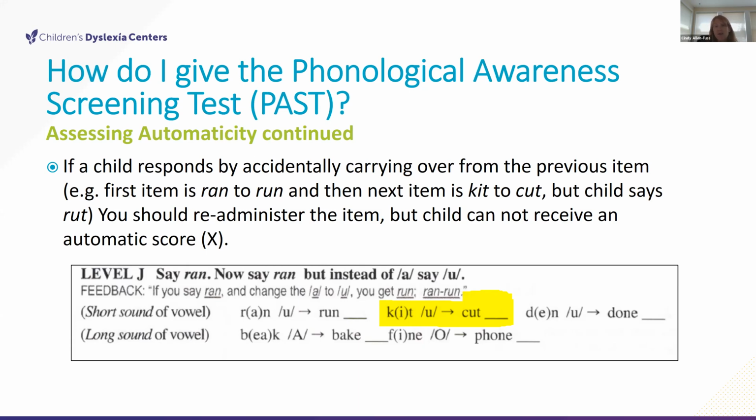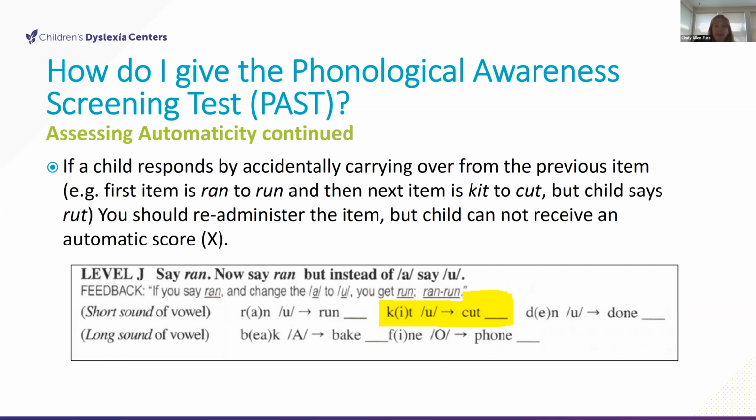So what you should do is just repeat the item. Say to the child again, "Say kit," have the child say "kit." "Now say kit, but instead of..." If the child gets it correct, you're going to score them with 1 point. They can't receive an automatic score because you repeated the item.